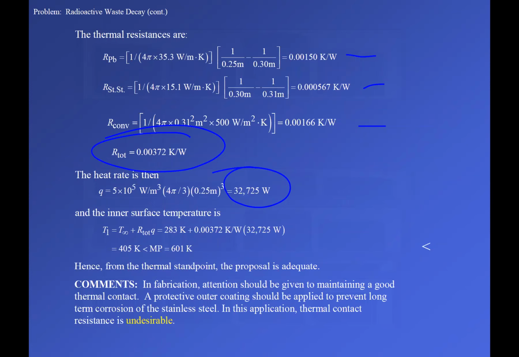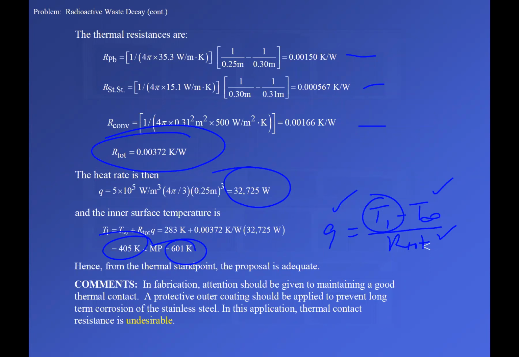And now we're just taking our Q equals T1 minus T infinity over R total, and we solve for T1. We have T infinity, we have R total, we have Q now. In that case, we get a temperature of 405 Kelvin, which is less than the melting point of lead, which is 601. So they're saying, from a thermal standpoint, the proposal's adequate.